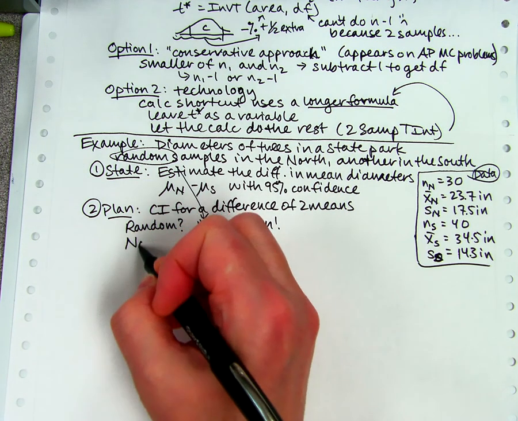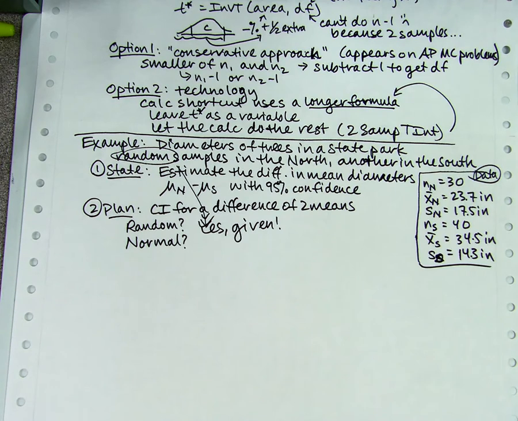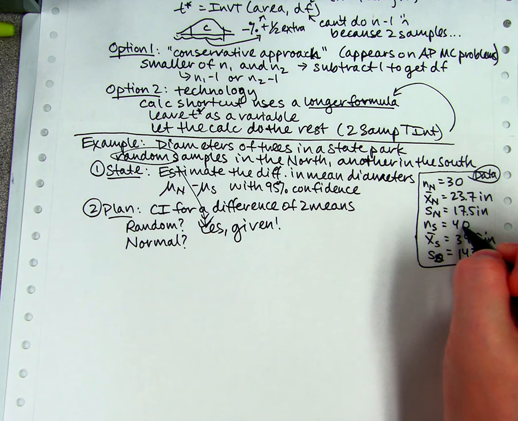Yay, I'm so happy that that one's easy to check, aren't you? Normal. Okay, so now there's a couple different things we could do. We are not given the shape. We don't have enough information to make a graph. However, I'm very happy to see that 30 and 40 are big samples. They're big enough, at least.